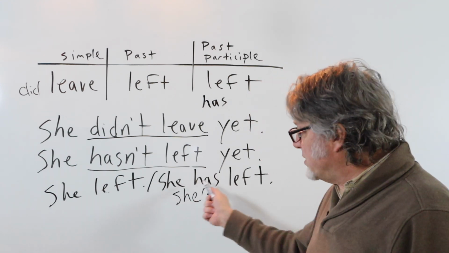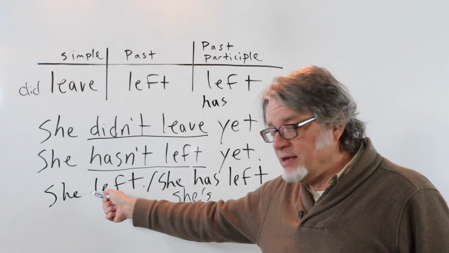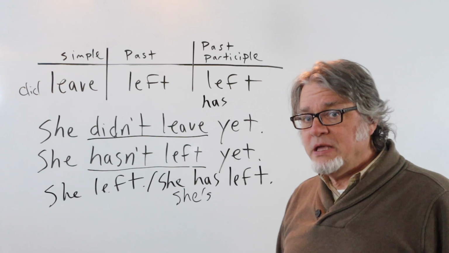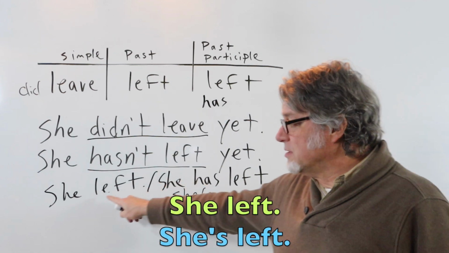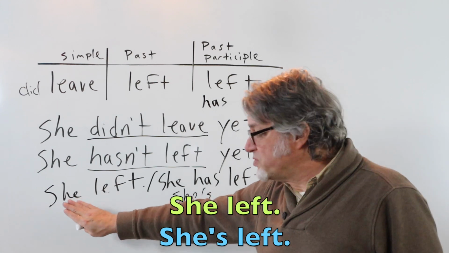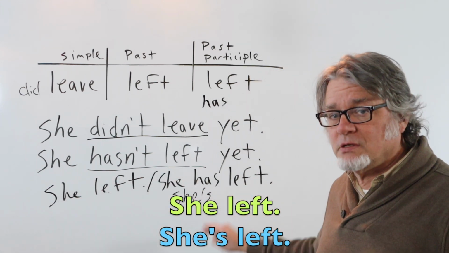You can also contract these two words and say, she's left. You have to be careful when it's in the form of a contraction because this might sound like this, but still the meanings are about the same. She's left. She left. Here's the past tense. Here's the present perfect tense.